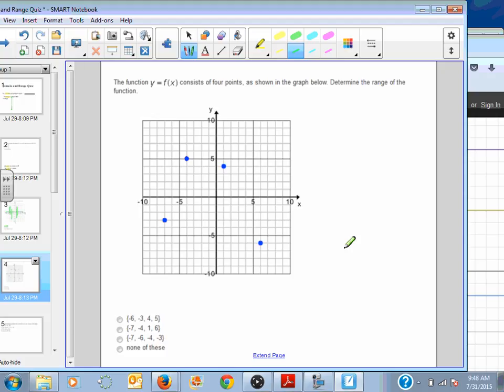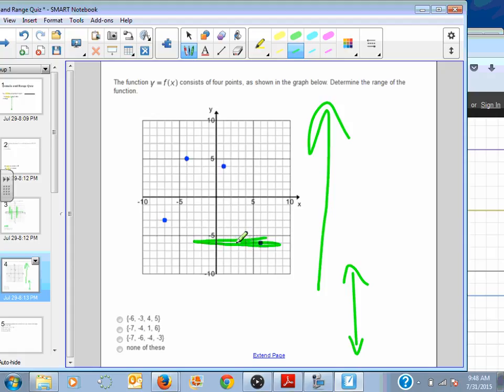The function y equals f of x consists of 4 points as shown on the graph below. Determine the range. Now remember, range is everything up and down. That's your y values. So let's take a look at this moving from bottom to top. We're going to go in this direction. We've got a -6, a -3, a 4, and a 5. -6, -3, 4, and 5 right there.